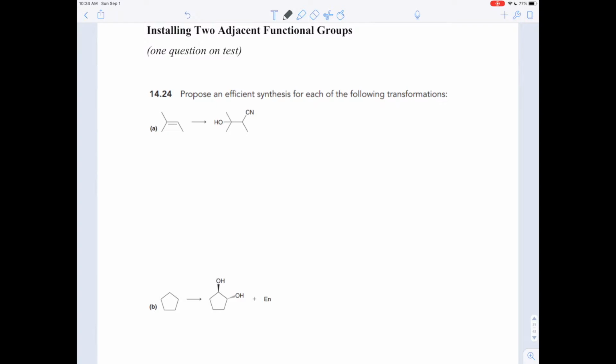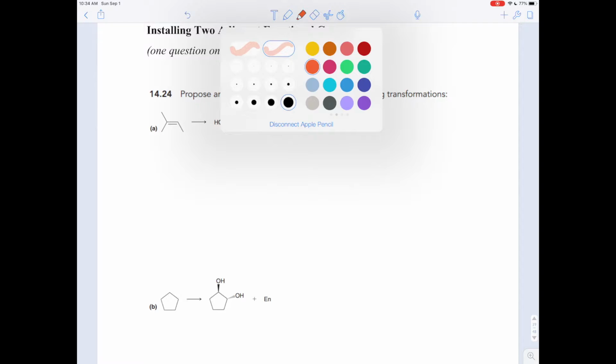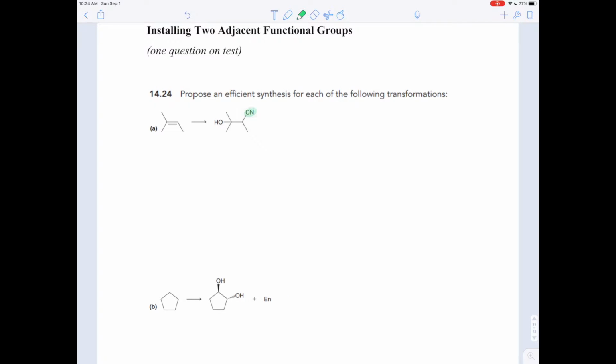Now, there are going to be a couple tricks, and one trick in this new chapter, this ether chapter, is that anytime you see functional groups on adjacent atoms, so here, for example, you see a functional group on this one carbon, and on the carbon right next to it, you have another functional group. Anytime you have functional groups on adjacent atoms, it's a sign that you probably made it from an epoxide.